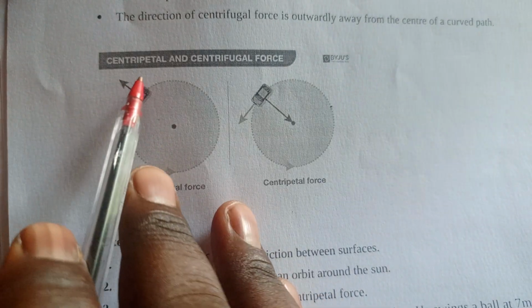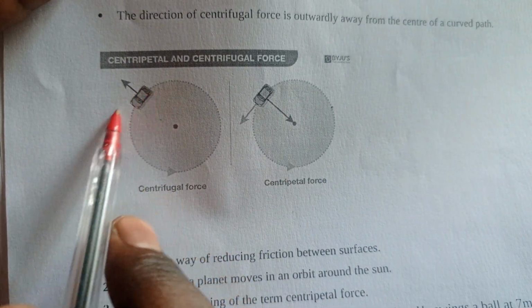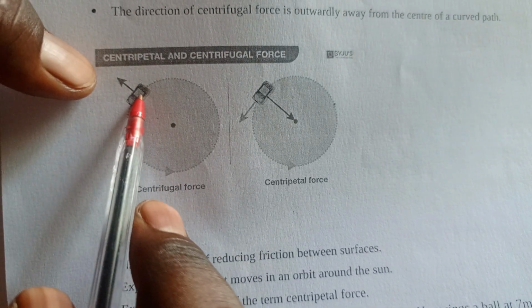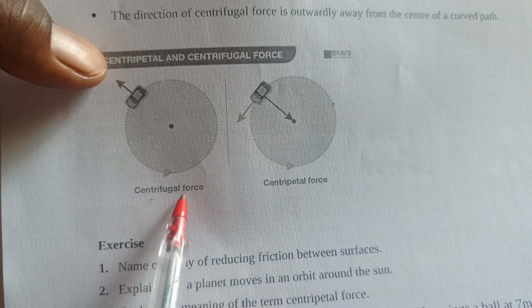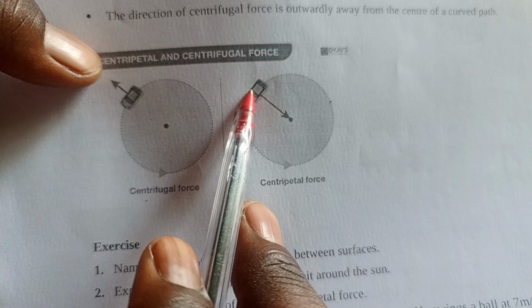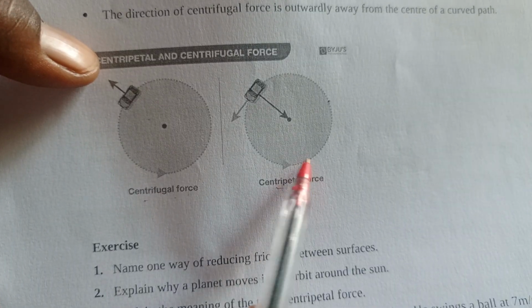So, for example, as you can see, we have a car. A car is moving maybe toward the curve. The force that pushes this object away from the center, away from the curve, is called centrifugal force. Then the one that pushes it toward the center, or toward the curve, is called centripetal force.